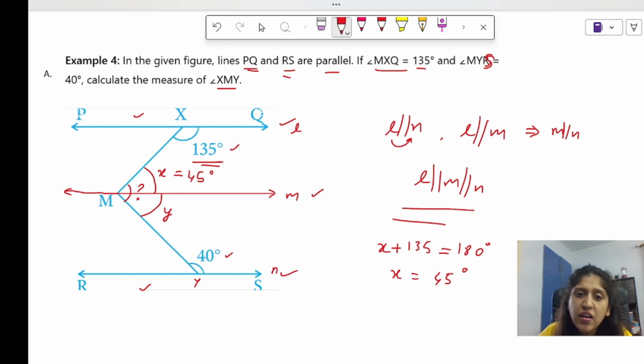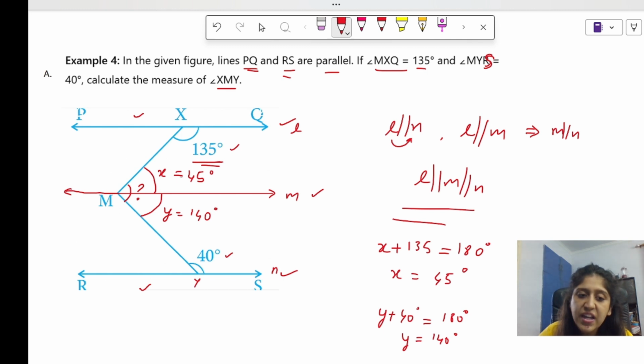It is a consecutive interior angle. Yes, again the same concept, consecutive interior. So what will it be? What will be the angle of y? Let me just write it out. Y plus 40 degree will be 180. Yes, am I clear? Y and this is 40. So how much will my angle y come to? That will be 140. Yes, so this will be 140.